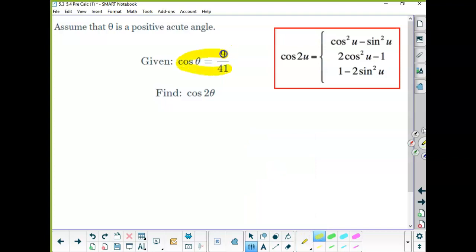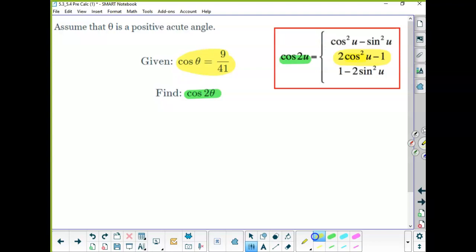So I'm going to take the fact that I know cosine of theta is 9 over 41, and I have to find cosine of 2 theta. Well, okay, here's my formula, and it's right there on our formula sheet. Which cosine of 2u formula do I use? Well, look at what's given. You have a cosine of theta, and if you can use just the cosine of theta without having to find any extra pieces, you want to make that choice as the formula to use. That's the easiest formula and the fastest way to solve this problem.